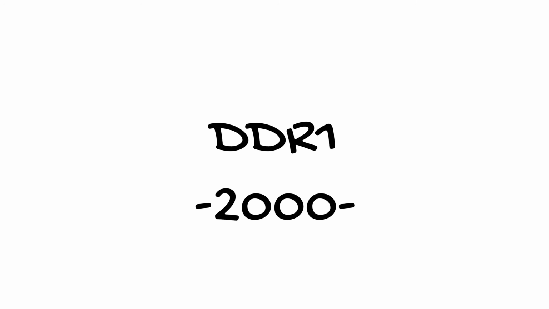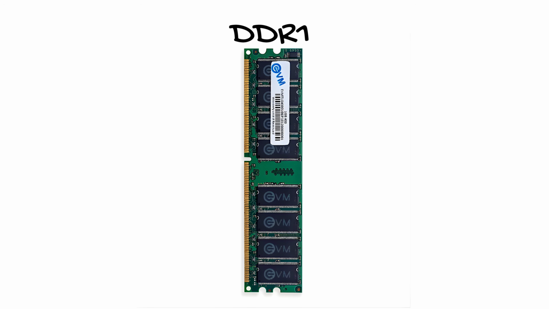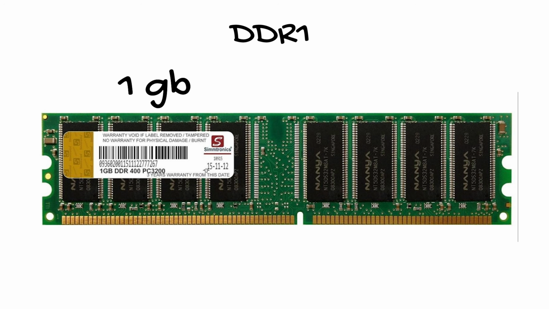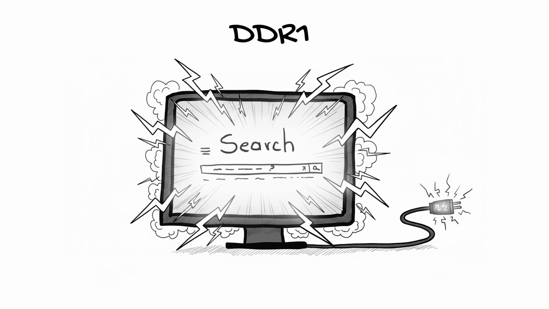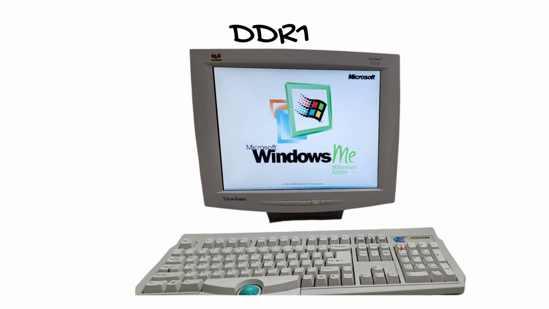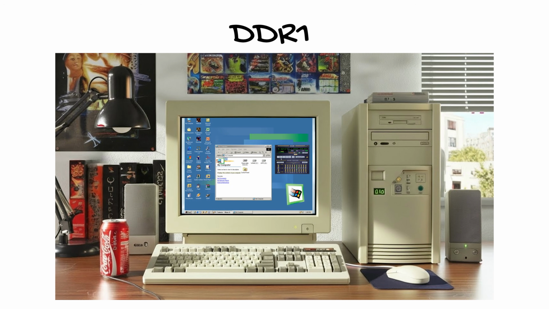DDR1, year 2000. DDR1 was the answer to computing becoming increasingly heavy. Before it, computers stuttered constantly. Its capacity was limited to just 1 gigabyte per stick, and its voltage was 2.5 volts. The problem was that by using so much electricity, the sticks got extremely hot. Combined with the fact that we were using Windows Millennium at the time, one of the most unstable systems, the result was computers that froze or restarted if you asked too much of them.